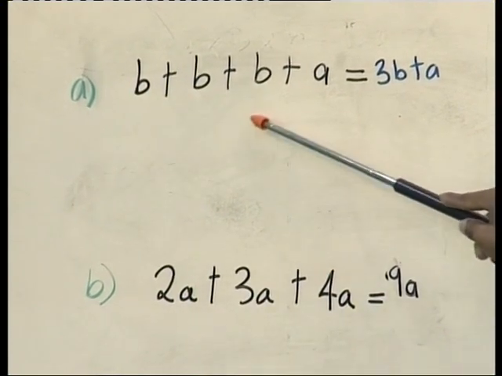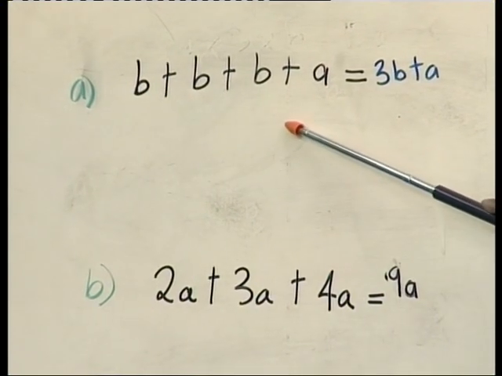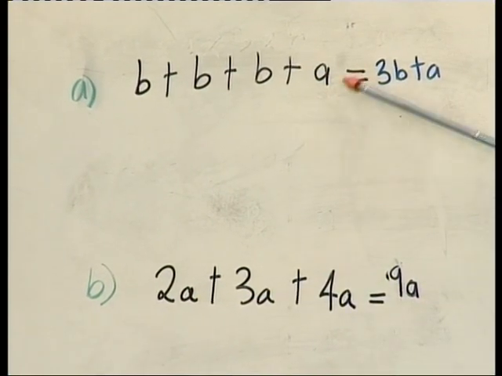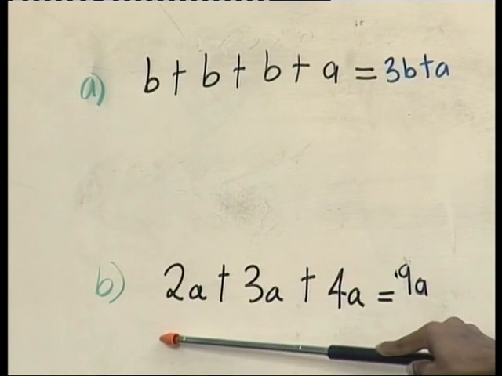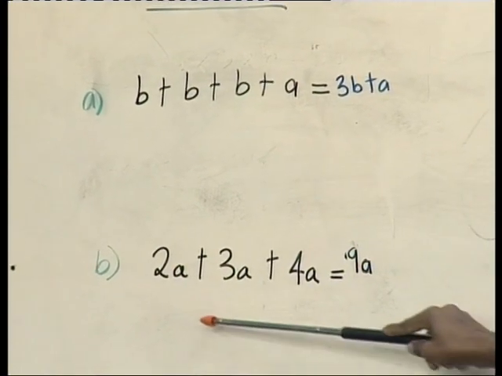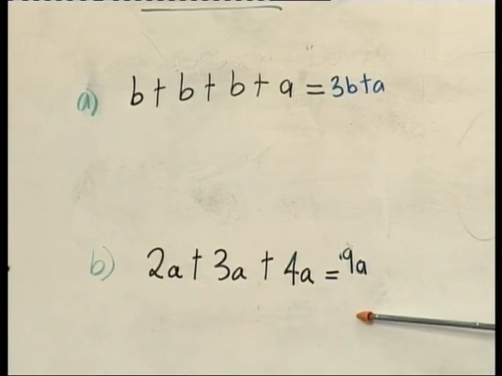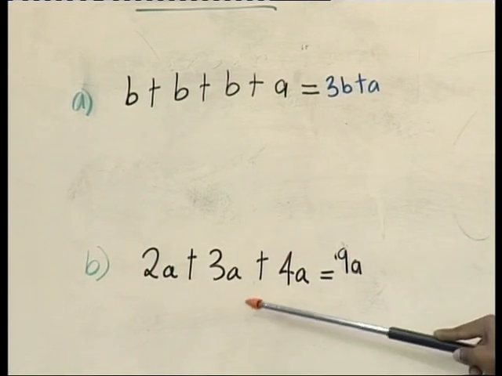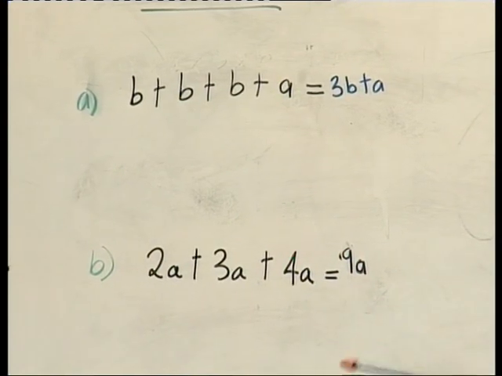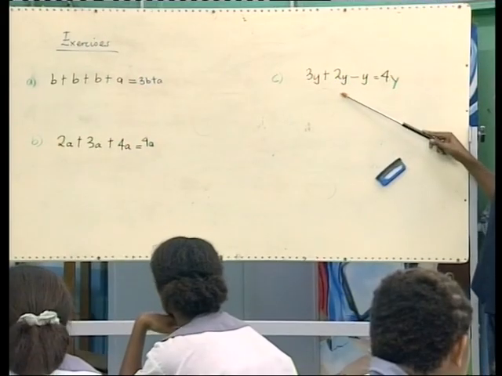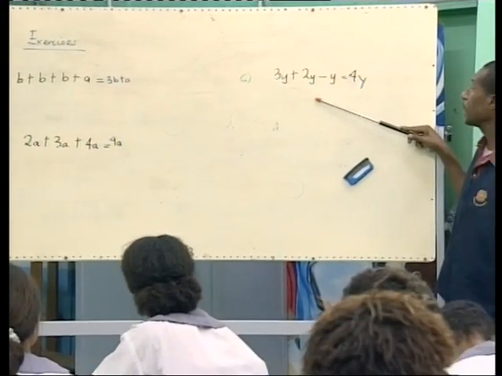b plus b plus b are all like terms. Therefore, we can add them. Exercise B. Which terms are like terms? All of them are like terms. So 2a plus 3a is equal to 5a plus 4a, 9a. Okay, we have 9a here. It's correct.